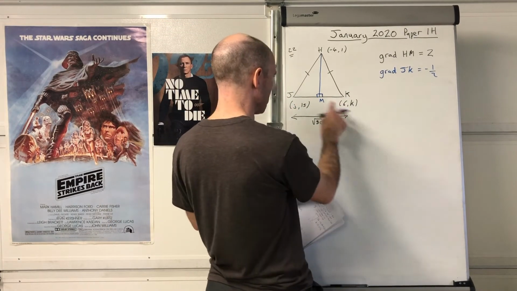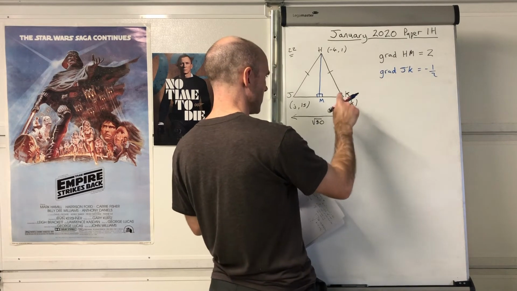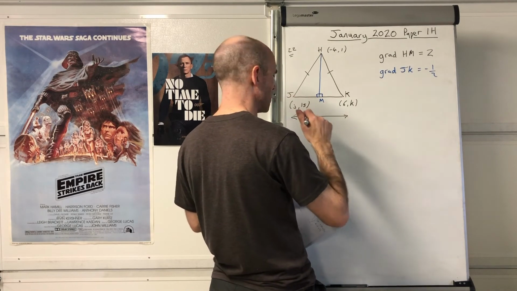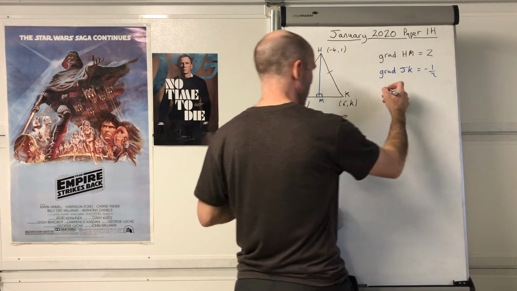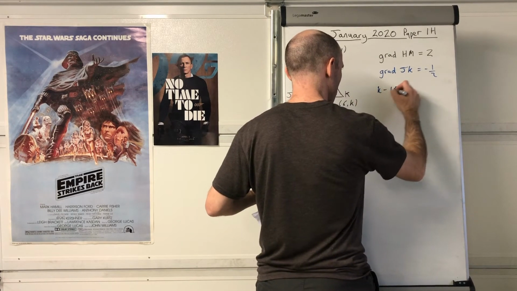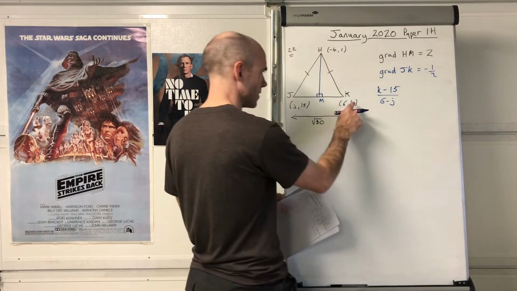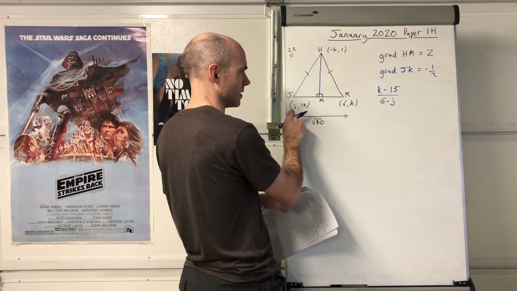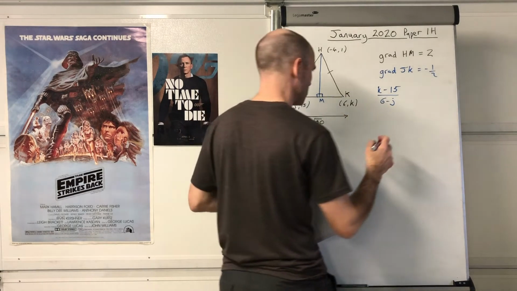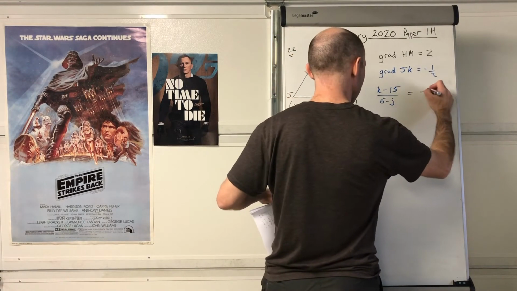So gradient of JK. That's going to be, how do I want to do this? So K minus 15, the difference in y coordinates, over 6 minus J. Make sure you're consistent. So I've done that, subtract that, and that, subtract that. Make sure you get the right way round as well. And that's equal to -1/2.